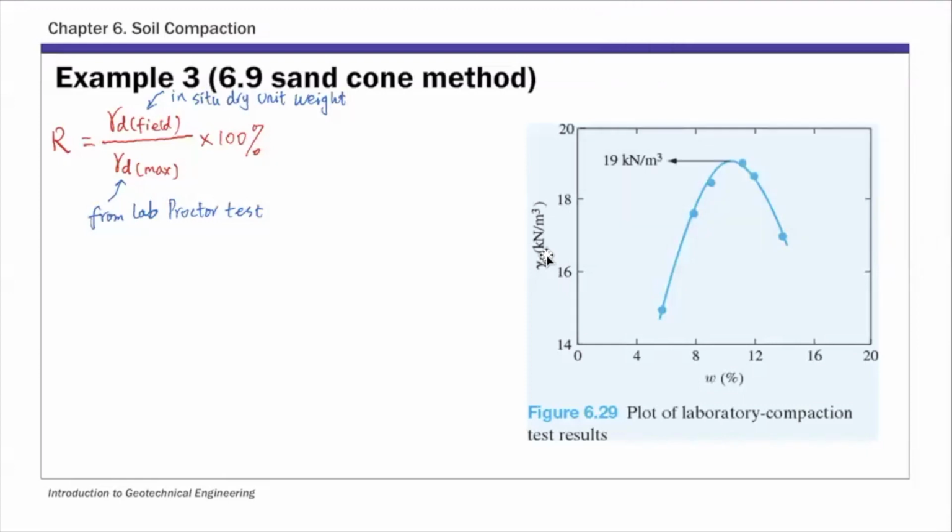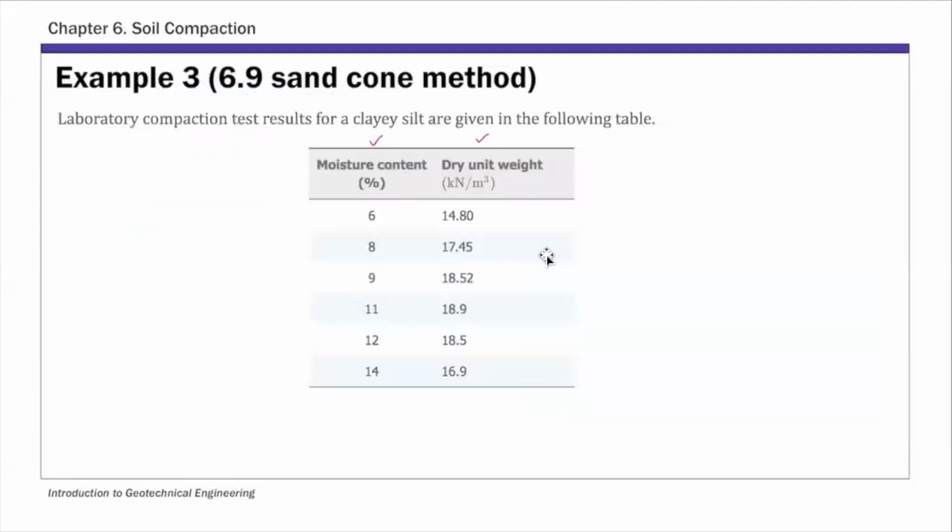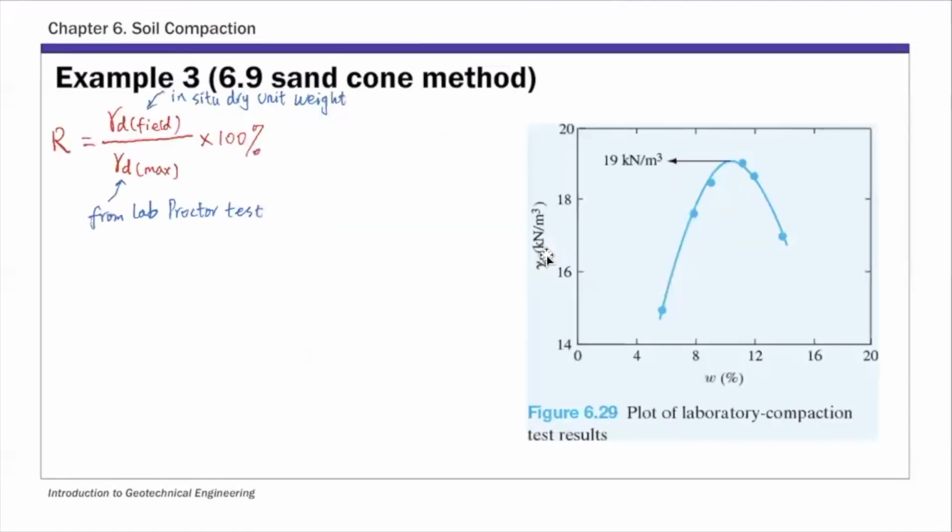And you basically plot, let me go back here. So this is the standard or modified Proctor test results. You have moisture content, dry unit weight. So that's how you get this compaction curve. And the peak point of this compaction curve gives you that gamma D max. So this is basically gamma D max.